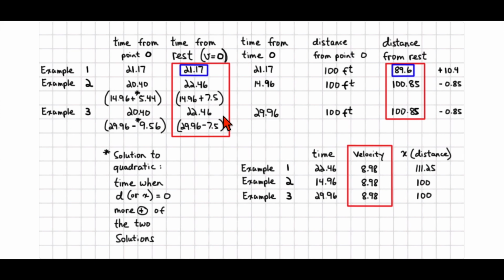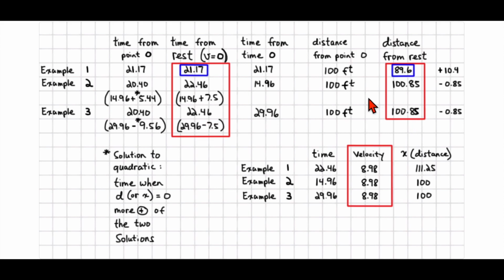So in example 3, the timer started before the body had come to rest. So it started 7.5 seconds before the body came to rest. So you have to subtract that time. So the timer started, body comes to rest, moves out 100 feet to the right of point 0. So you have to subtract this time. It got added onto it. So that's 7.5 seconds taken away from this 29 and 96 hundredths seconds. So the total time from rest is the same. For example 2 and example 3, it's 22 and 46 hundredths seconds.